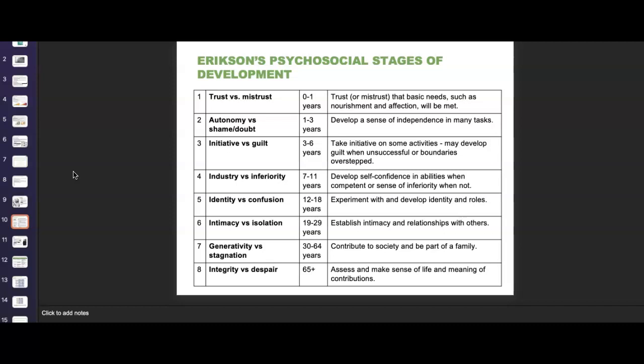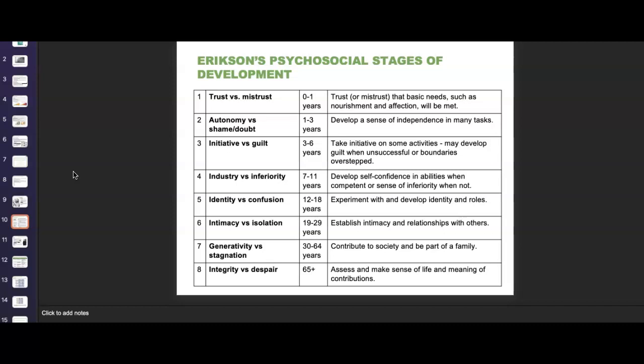Stage 5 is identity versus confusion. This is around 12 to 18 years. Many of you fall right in stage 5 right now. You're experimenting with and developing an identity and roles. You're understanding your role, and you might be experimenting with other roles and who you want to be perceived as.